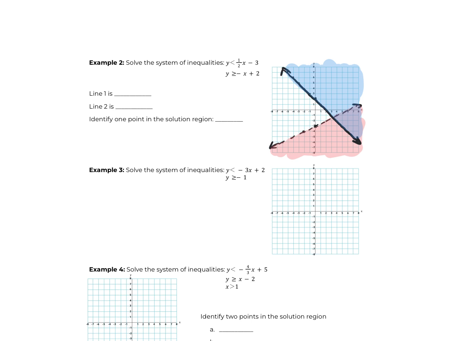And this purple region again is our overlap. Line 1 is dashed or dotted because the sign was just less than, not less than or equal to. Line 2 is solid because the sign was greater than or equal to. And then one point in the solution region, anything in that purple region is going to work.